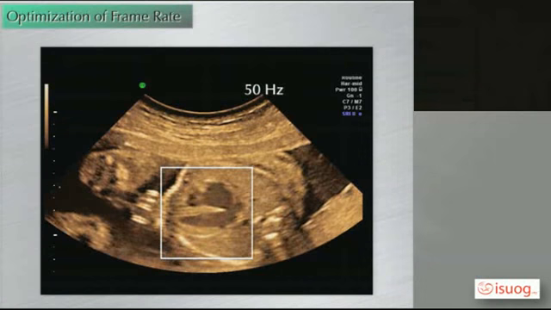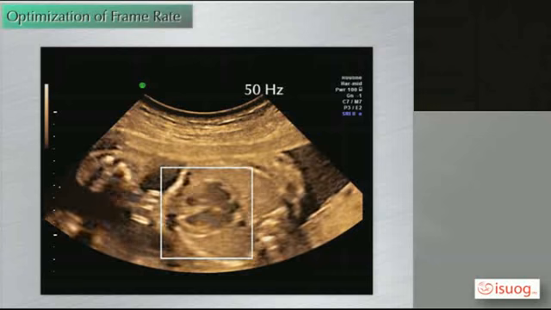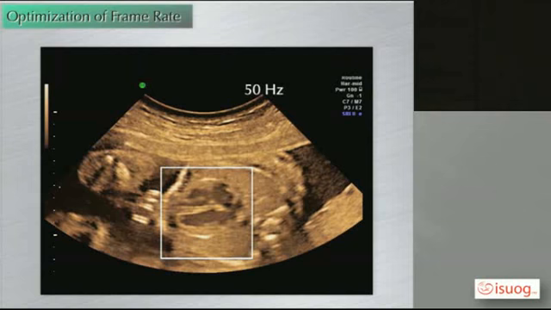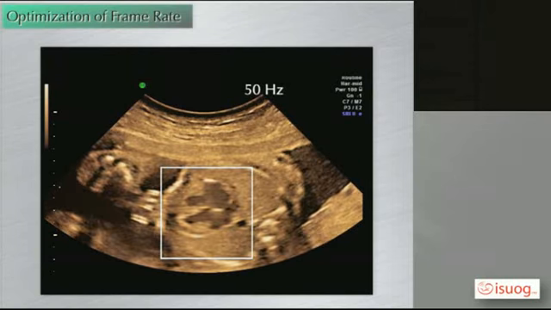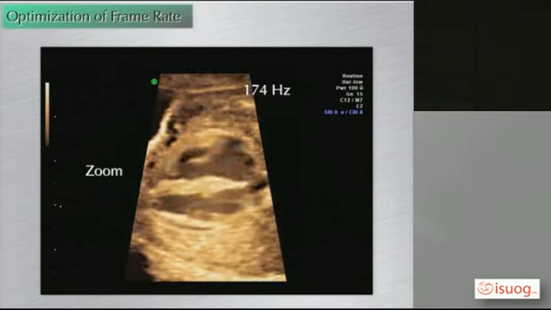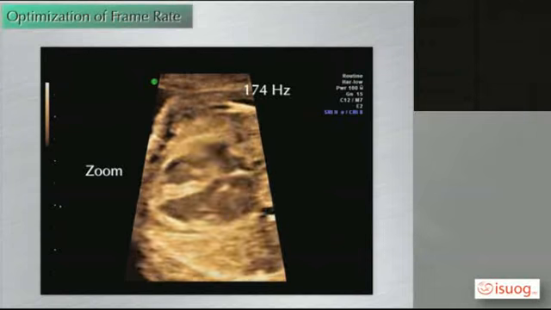This illustrates the concept just described. The box of the area that will be zoomed is identified. The frame rate is 50 Hz, or 50 frames per second. The image is now zoomed with a rate of 174 Hz, or 174 frames per second.